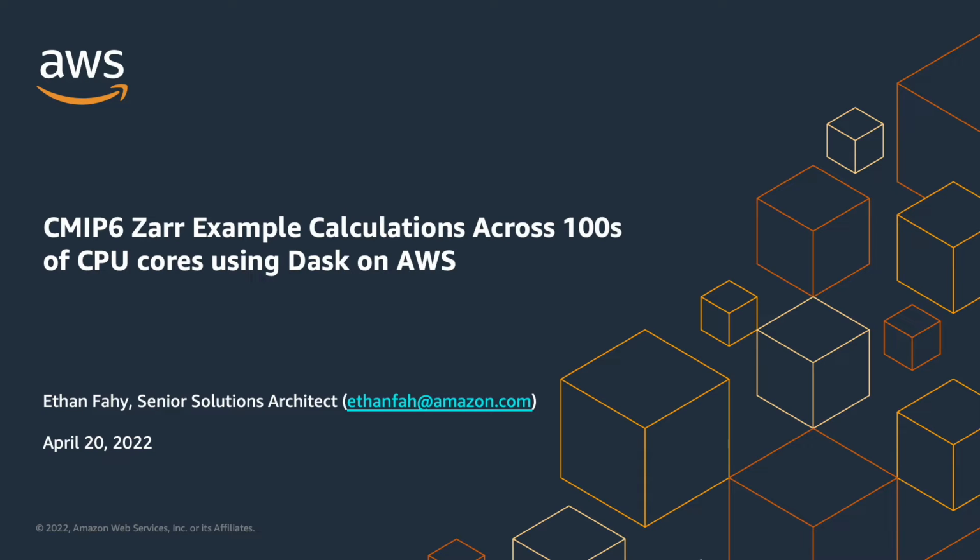Today, I'm going to show you an example calculation run from a Jupyter notebook using the CMIP6 dataset. And this calculation will be parallelized across a Dask compute cluster to make it go faster.